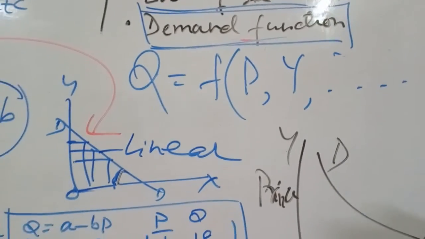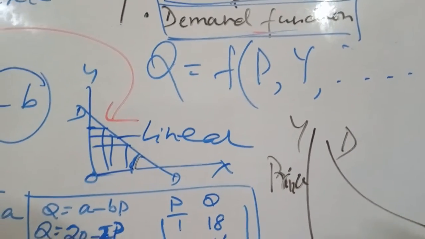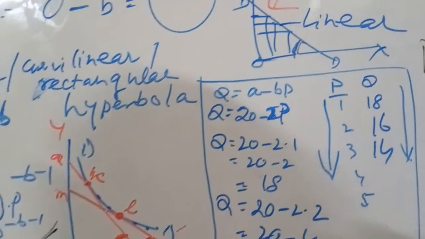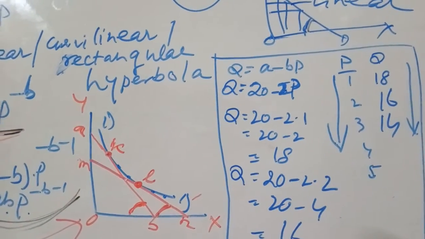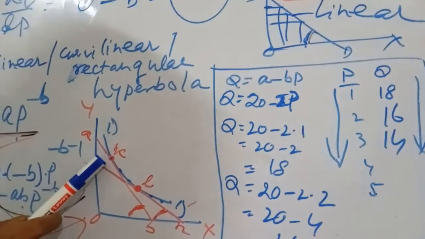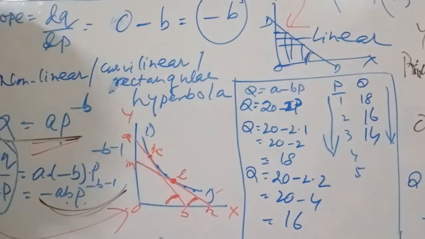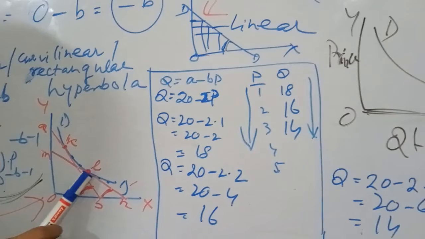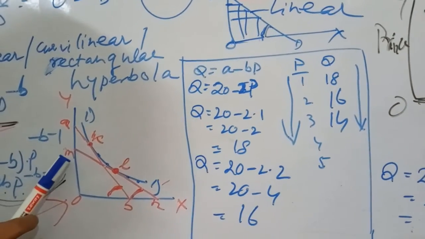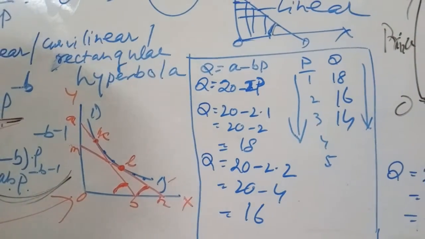Let K and L be 2 points on the demand curve DD dash. Slope of the demand curve at point K is the slope of the tangent AB. Slope of the demand curve at point L is the slope of the tangent MN.